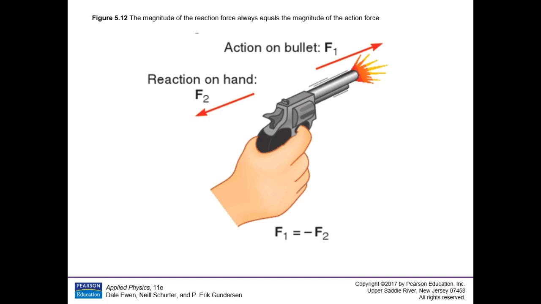Now, the action of the bullet: the bullet is being pushed by that explosion out of the barrel. That's the action. The reaction is the barrel is pushed back against your hand, and that's what makes it jerk.